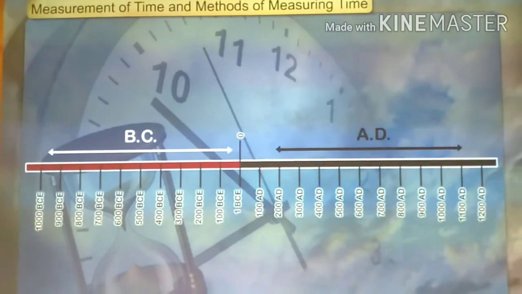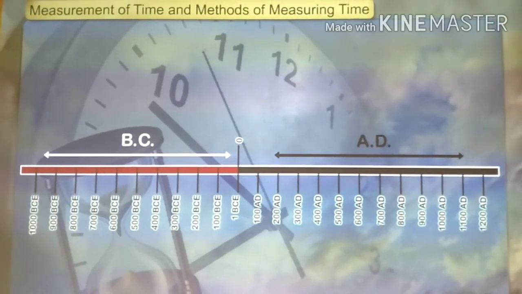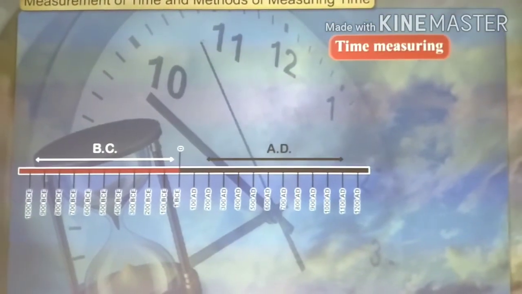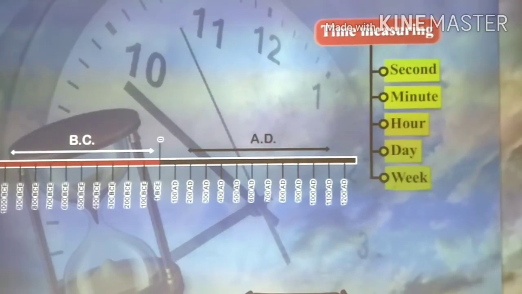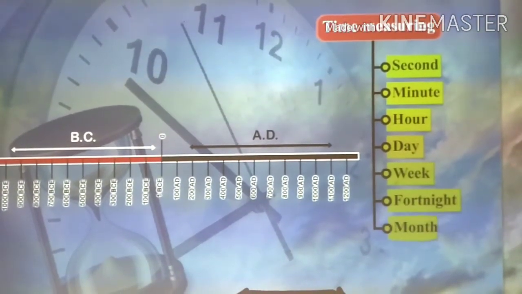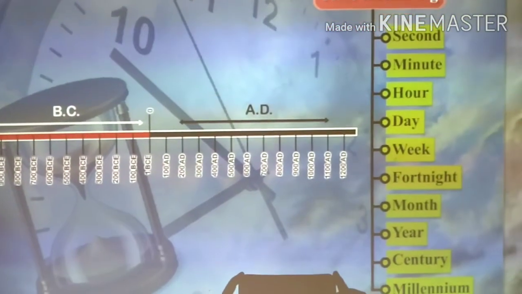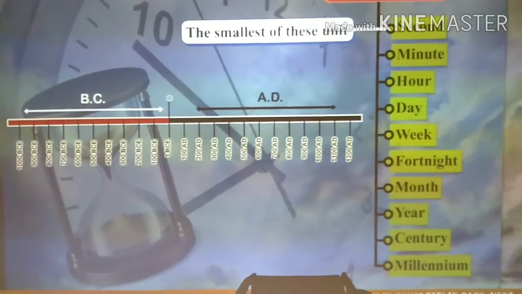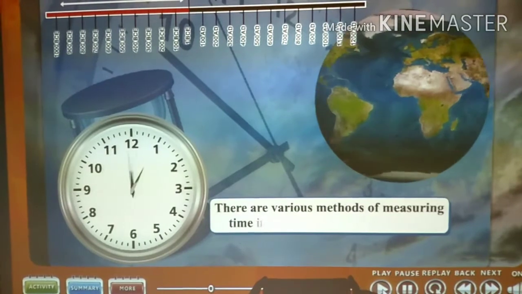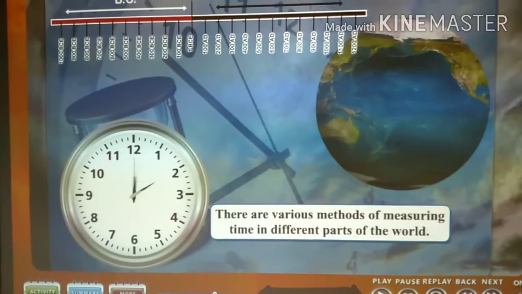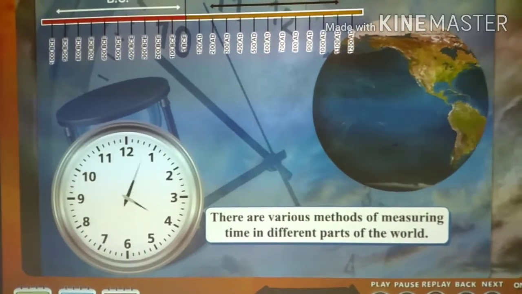Measurement of time and methods. To measure time is to measure the length of time. We know the following units of measuring time: second, minute, hour, day, week, fortnight, month, year, century, and millennium. A second is the smallest of these units. There are various methods of measuring time in different parts of the world. Of these, the Common or Christian Era is the most widely used.